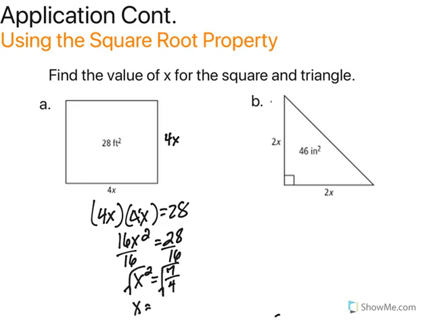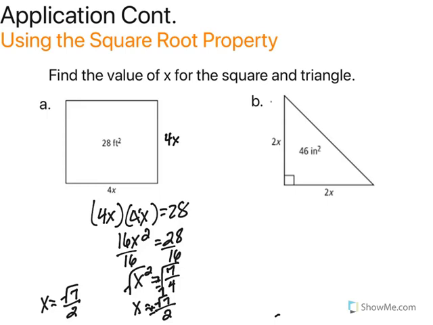I'm going to get x is equal to the square root of 7 over the square root of 4, which is 2. And so we have plus or minus the square root of 7 over 2. Remember, we have positive and negative here. Again, one of the answers wouldn't make sense here since we cannot have a negative value for x. Our answer would just be x is equal to the square root of 7 over 2.